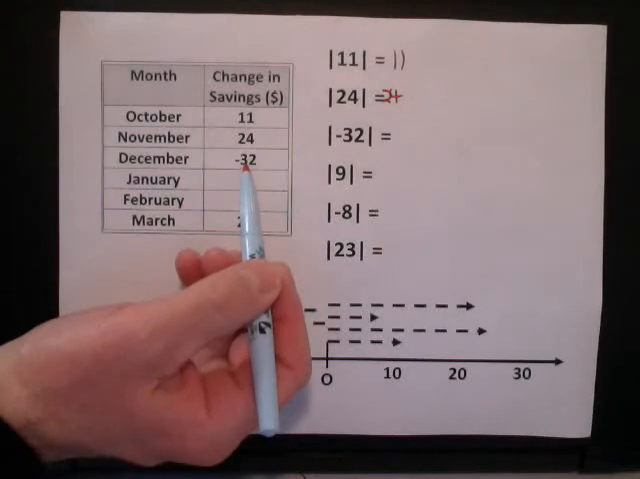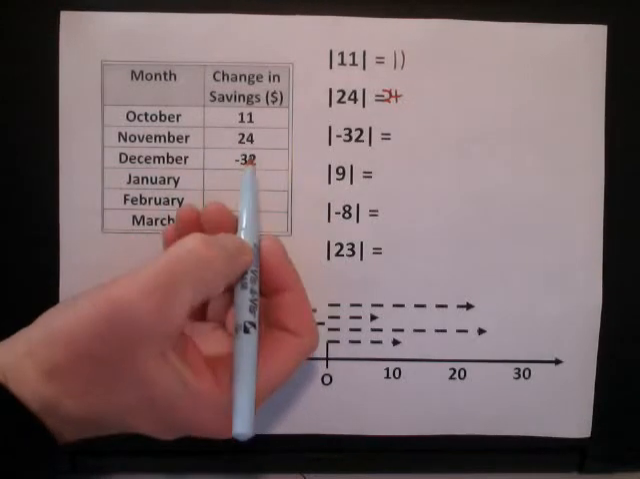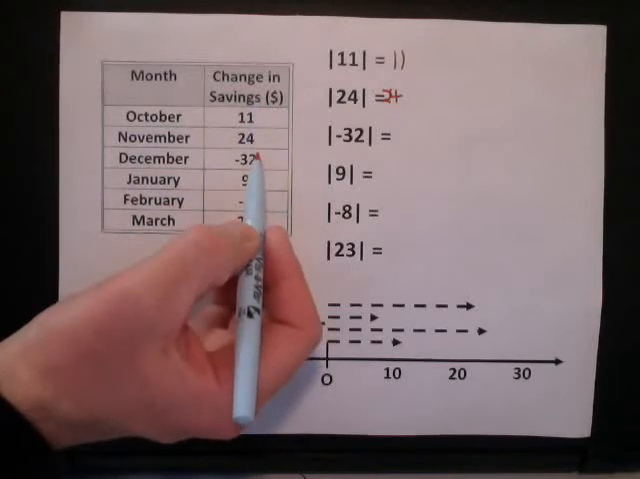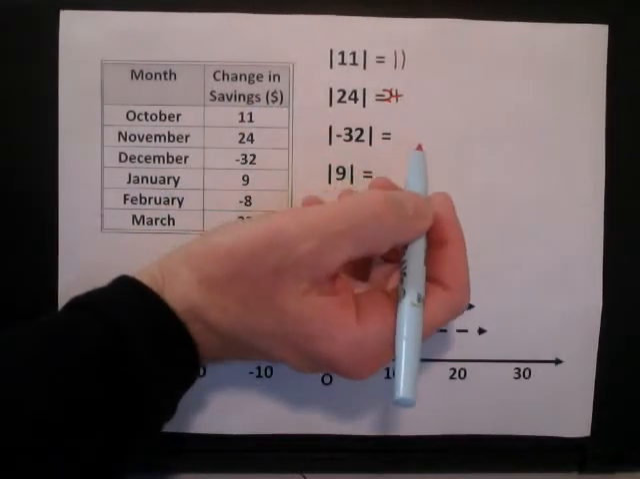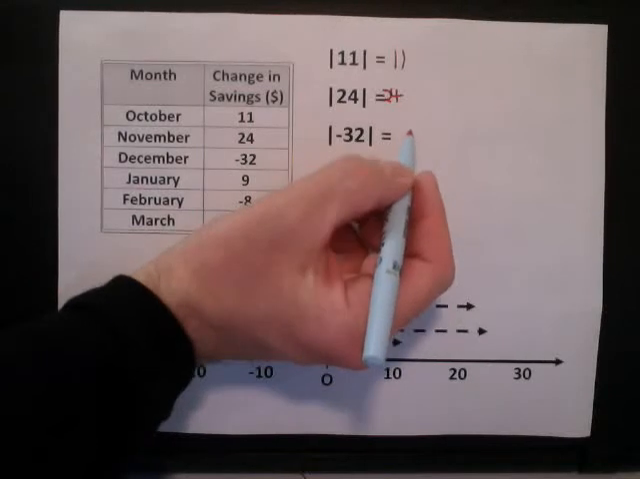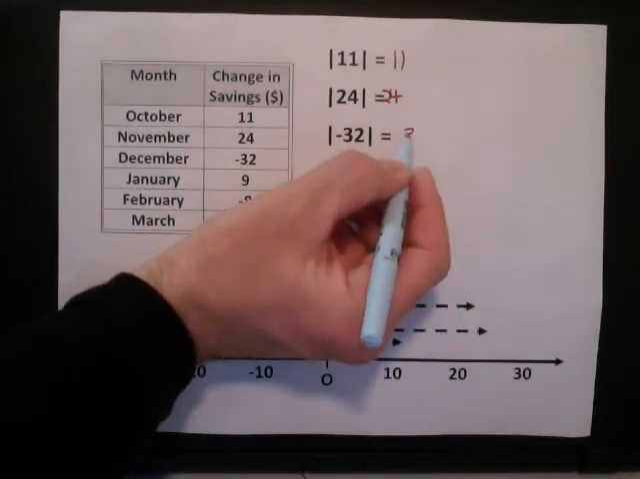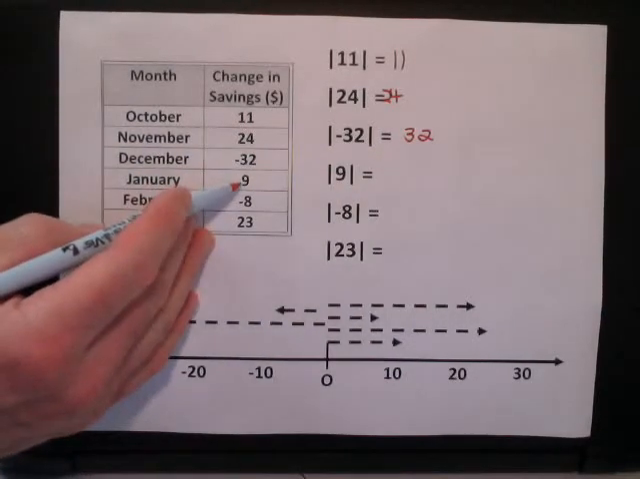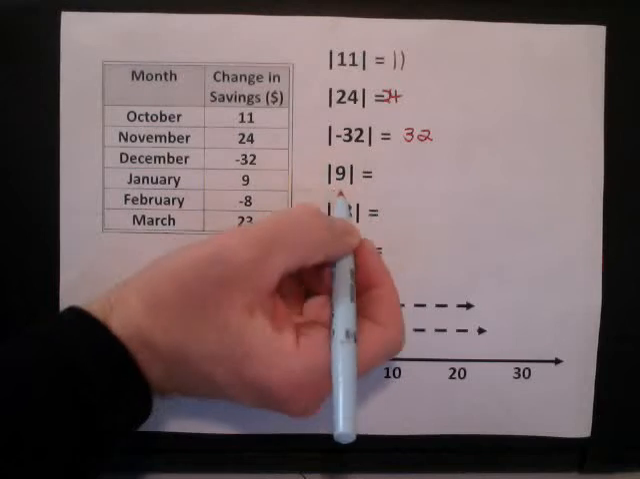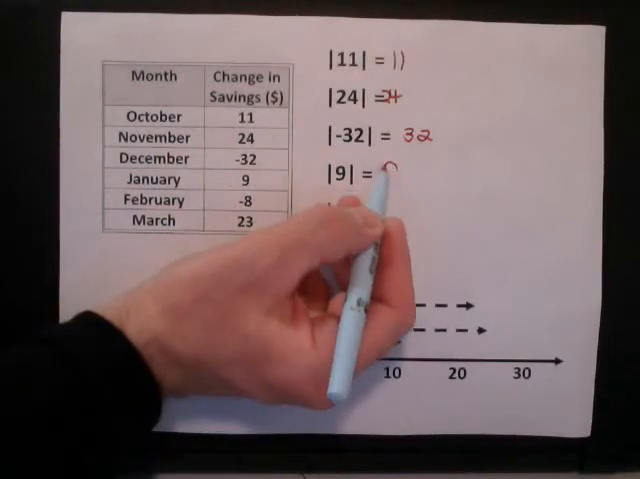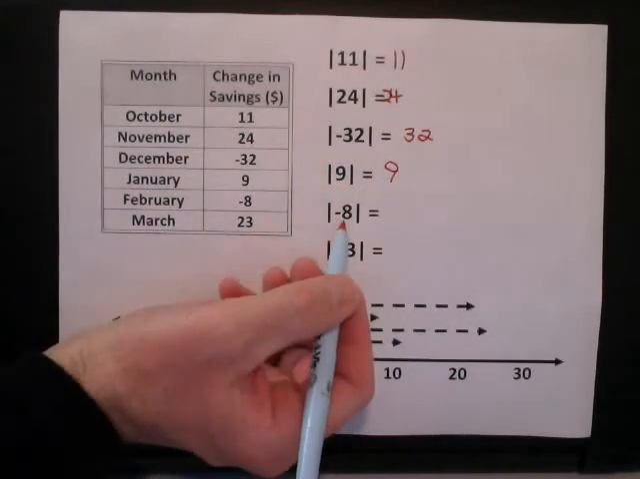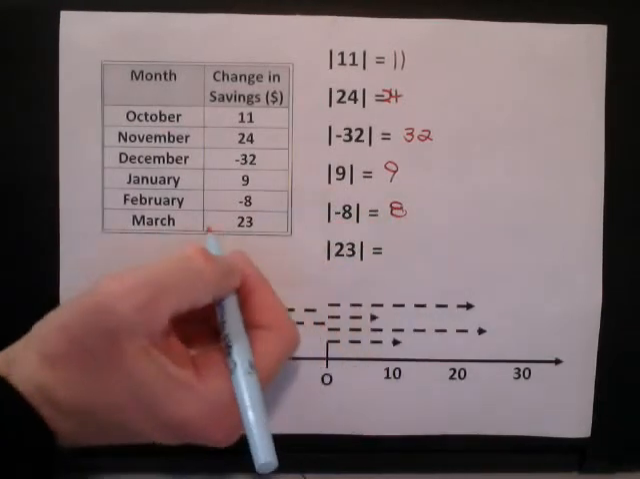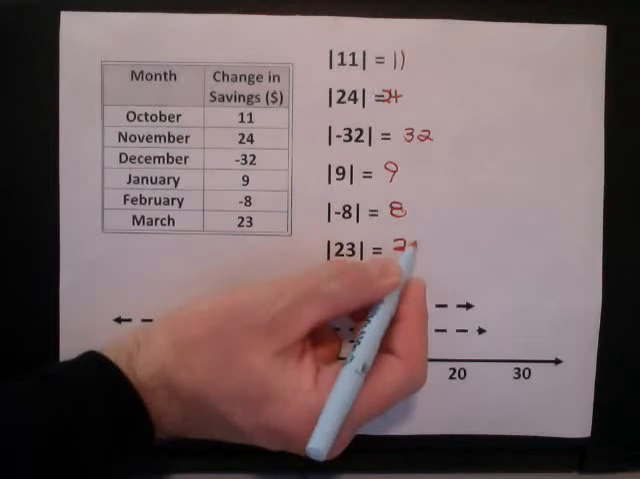The absolute value for December, even though it's a negative 32, that's a change. That means that she didn't save what she wanted to. She saved a negative amount, and in other words, she didn't meet her goal. Okay, the absolute value would be 32. January, she had a positive 9, so the absolute value for 9 would be 9. The absolute value for February's negative 8 would be 8, and the absolute value for March would be 23.